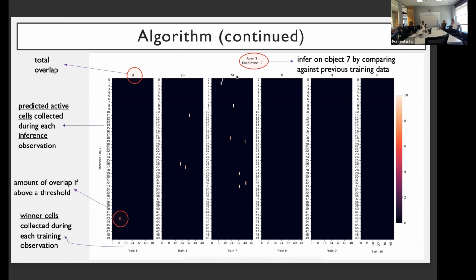It had a total overlap of about 74. The next closest prediction was object 6, with a total overlap of 26. So this is over how many observations? 50 training observations and 50 testing observations. Okay, so you might have been able to determine that earlier, right? I could have, yeah. You just ran the whole thing and then said, okay, we're at 29.